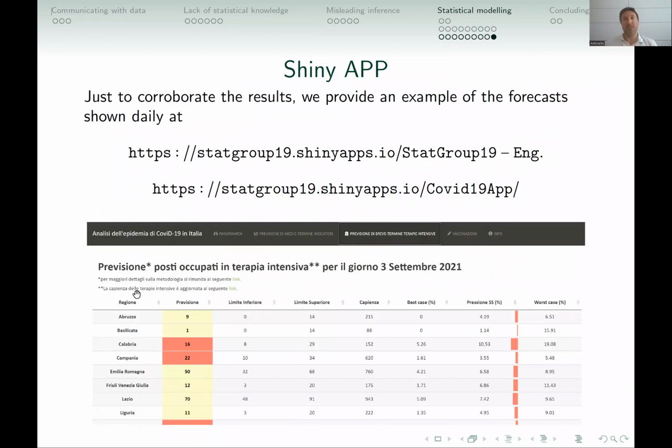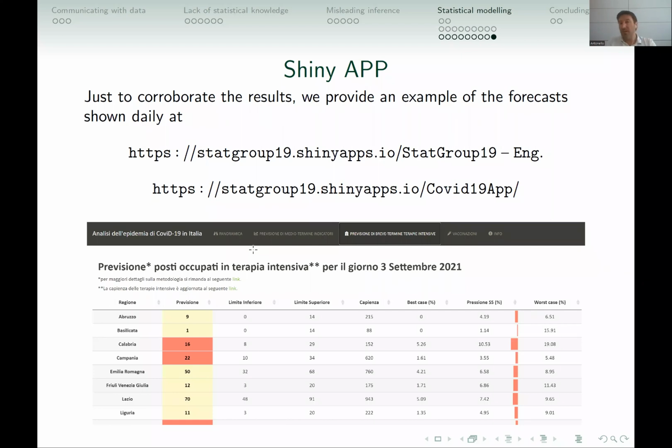Other examples, this is our Shiny app. The Italian version has been updated daily, the English one once per week. There is all the information about the Italian situation. There are the short time forecasts based on the ICU models I showed you. There are the medium term forecasts based on the Richards curve, and there is information also about the vaccinations.